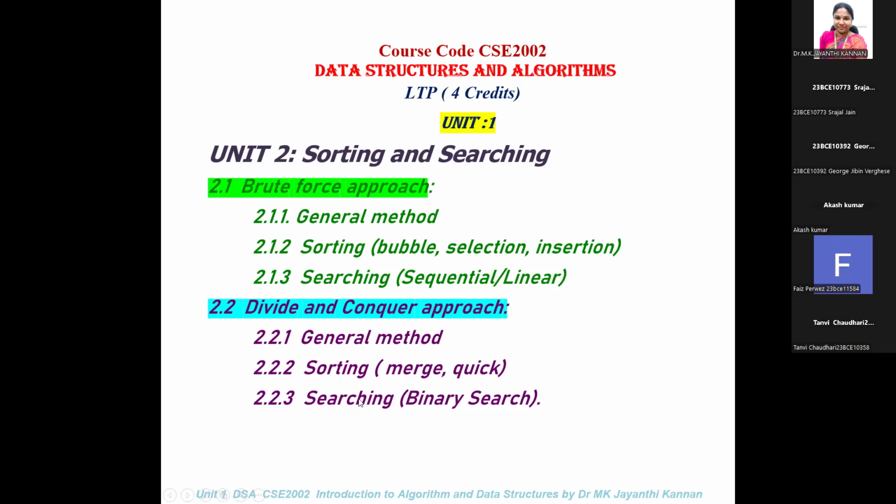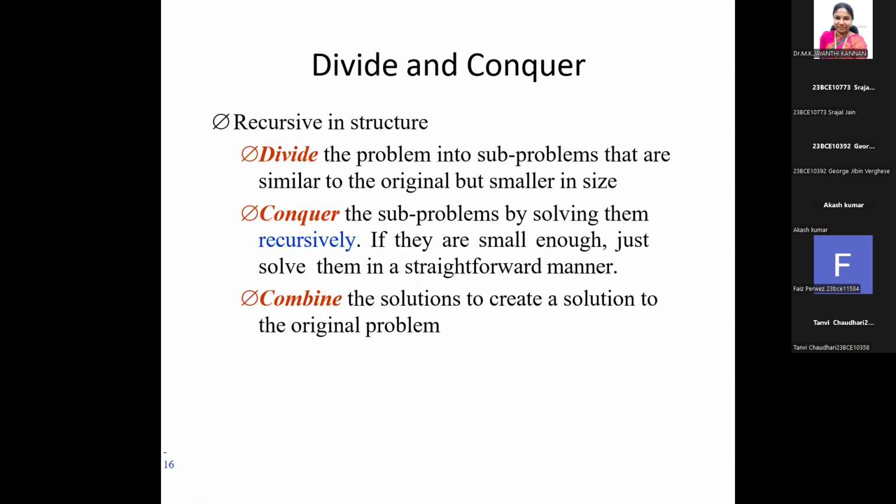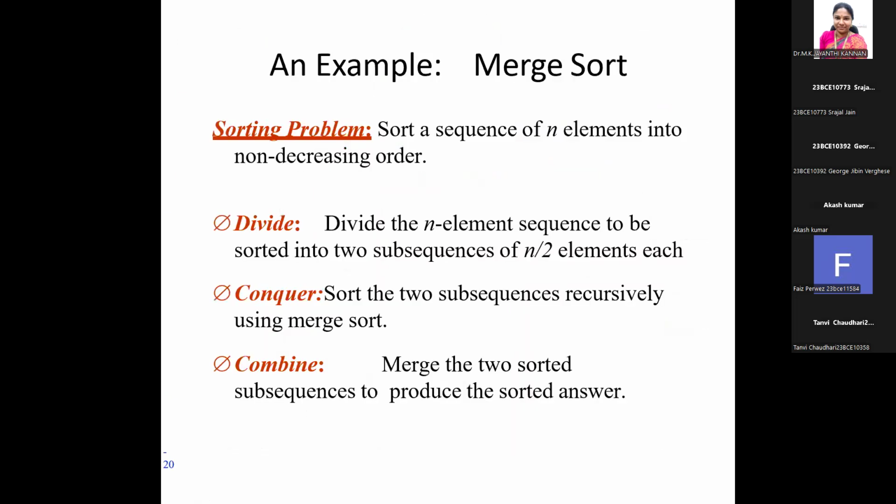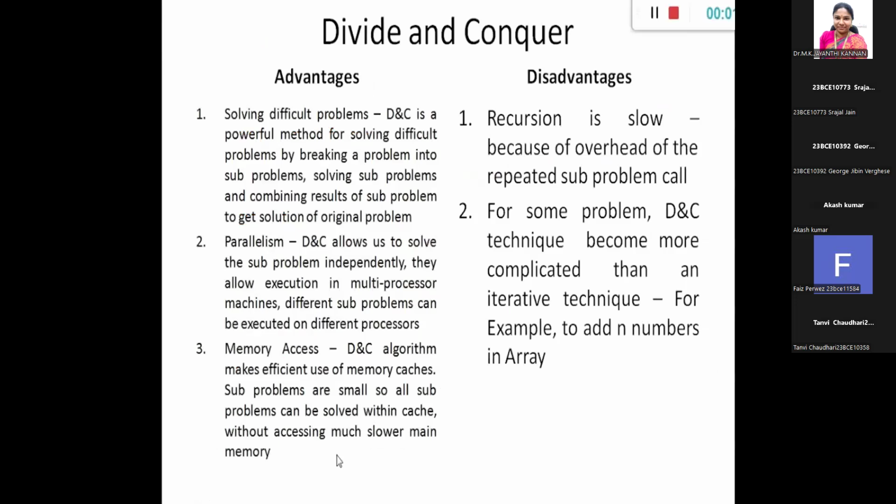So the general method of divide and conquer follows divide, conquer, and combine. And this is the logic. And if you take merge sort as an example for divide and conquer technique, we need to follow the three steps: divide, conquer, and combine. So this is the major advantage and disadvantage of using a divide and conquer algorithm. Any doubt so far?